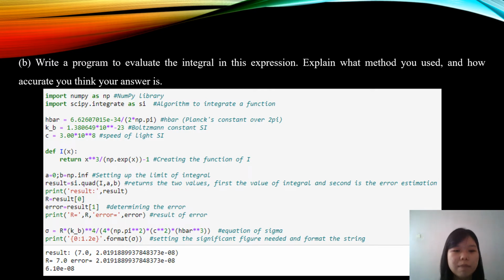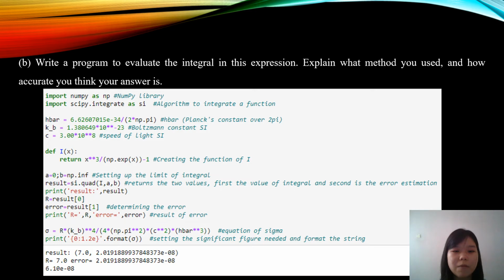For the integral in this part, the integrand is defined as x cubed divided by e to the power of x minus 1. This is the function of the integral. So a equals 0, b equals np.inf, which are the lower and upper limits for this integral. Result equals scipy.integrate.quad(I, a, b).